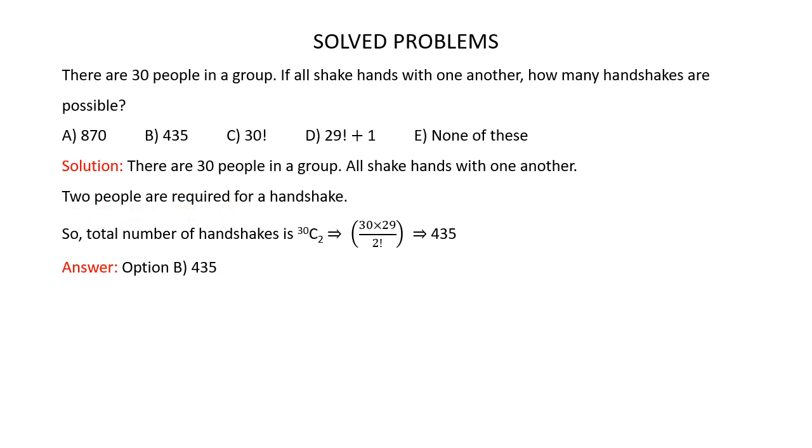So 2 people have to be selected from the 30 people, and this can be done in 30C2 ways. So the total number of handshakes is given by 30C2, which is nothing but 30 multiplied by 29 divided by 2 factorial. 2 factorial is 2, and on solving this we get 435. So 435 handshakes are possible in a group of 30 people where all shake hands with one another. So the correct answer is option B, 435.